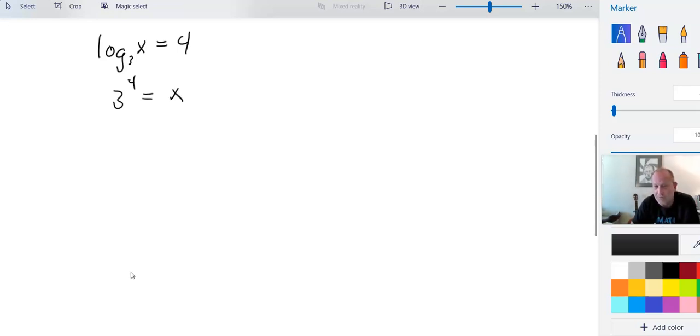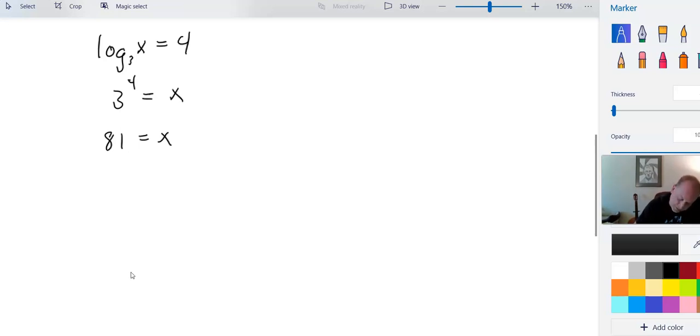So all you have to do is compute 3^4. And that's 81. So 81 is equal to x. Log base 3 of 81 is equal to 4. Pretty straightforward, right? It's just a matter of deducing what needs to be in there.